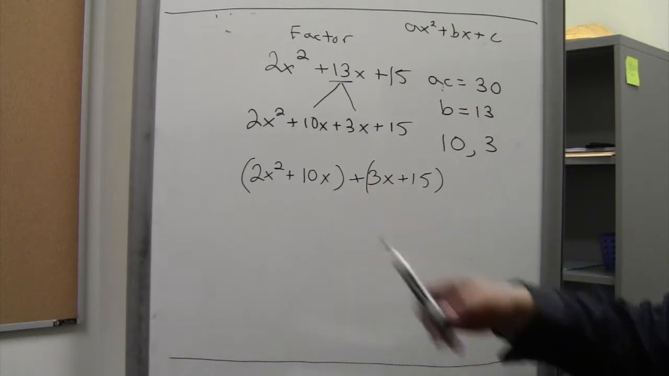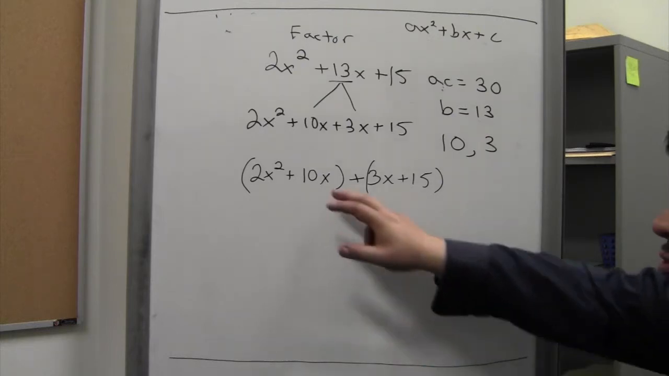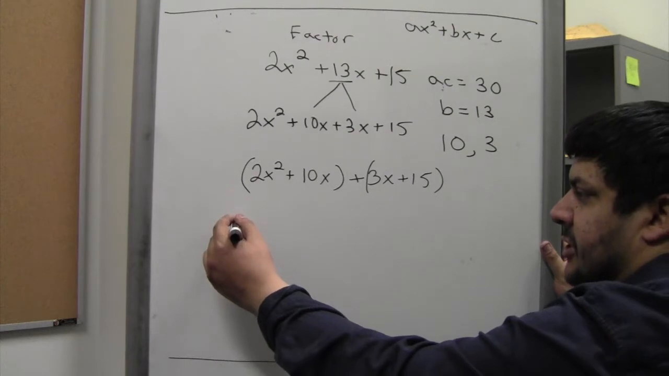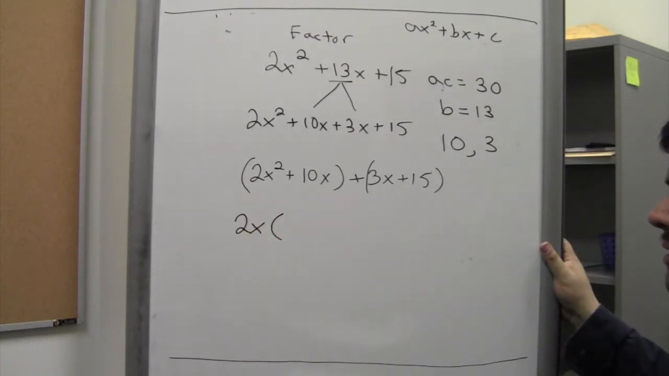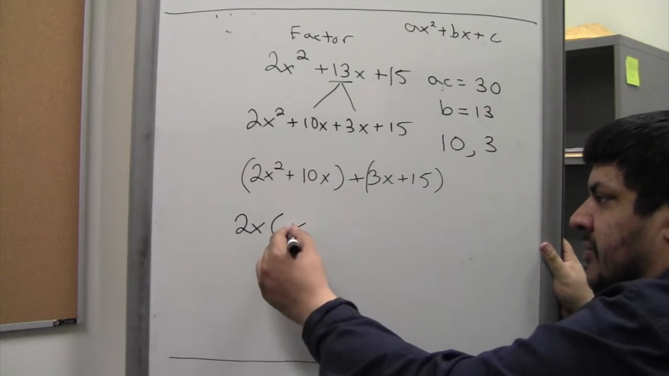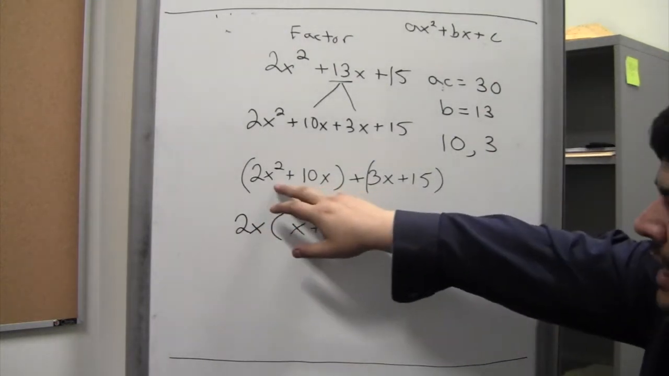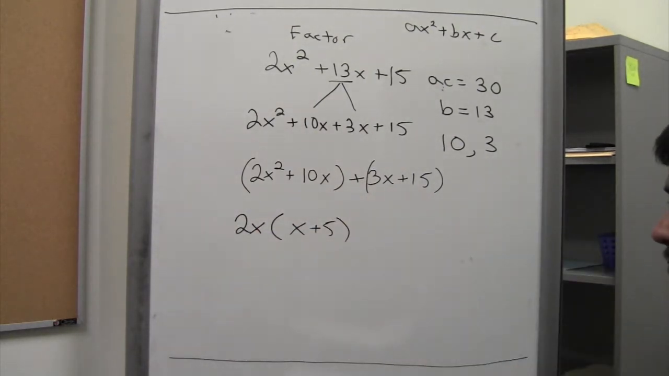Now let's take a look at this side here. We've got two terms. Is there a common factor between the two? The answer is yes. 2x is common in both of these terms. So I can take a 2x out of this, and what I'm left with is just x plus 5. All right? I have to take this and divide both of these, and I get x plus 5 when I do that.